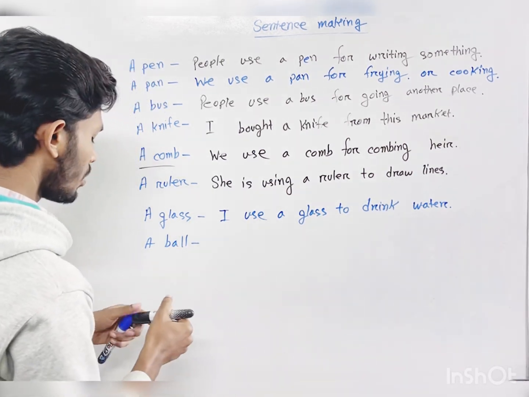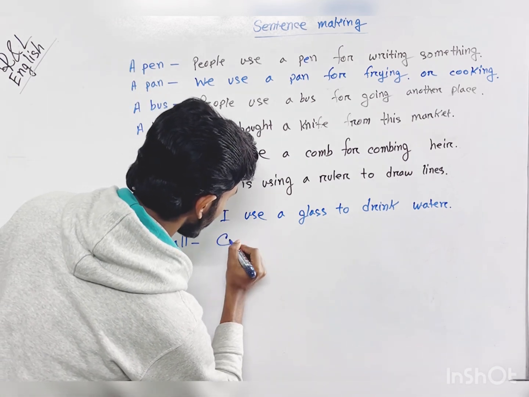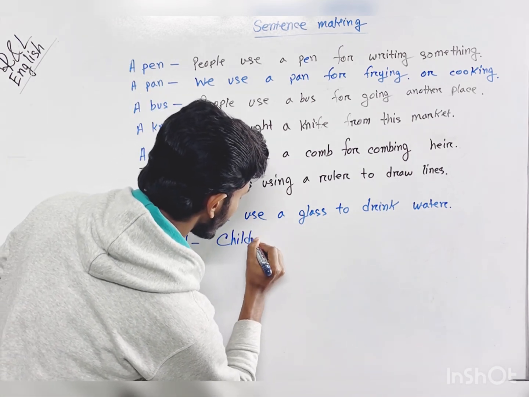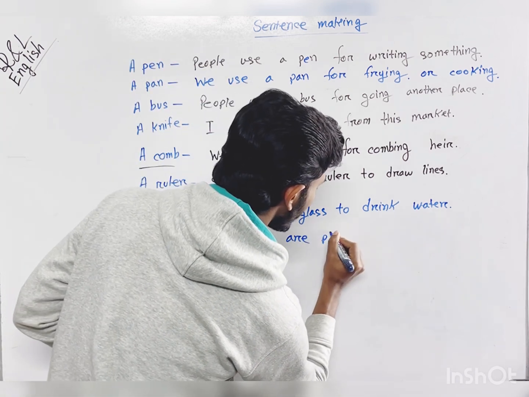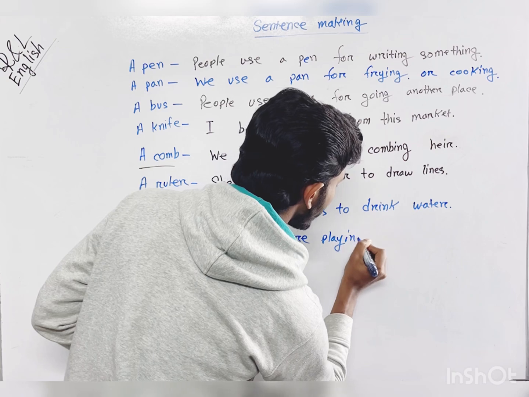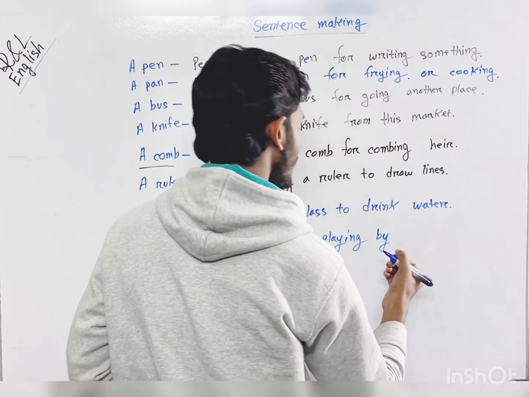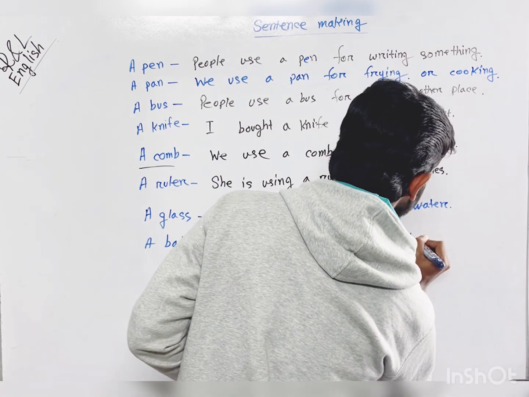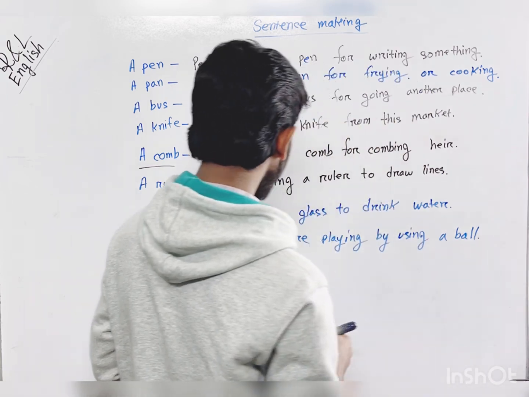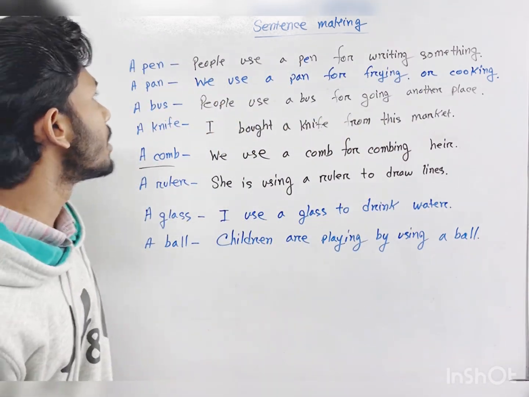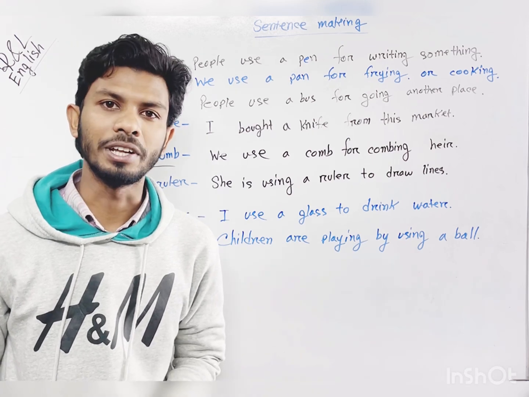Okay, the next sentence we can make by using this word, a ball. What can we make? We can say children are playing by using a ball. Okay. Likewise, in this way, you can also make various types of sentences by explaining your surroundings.